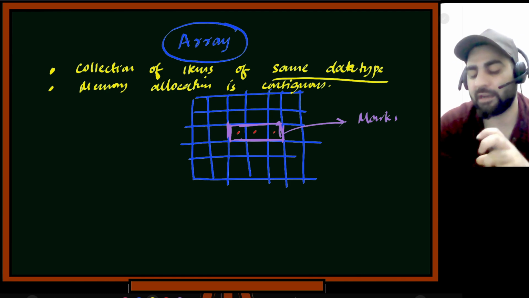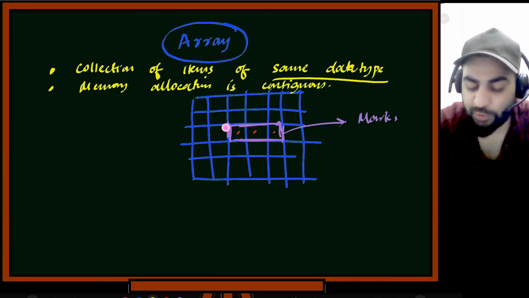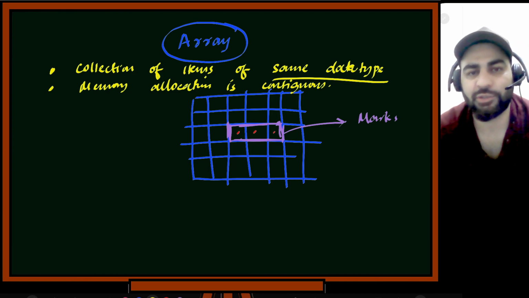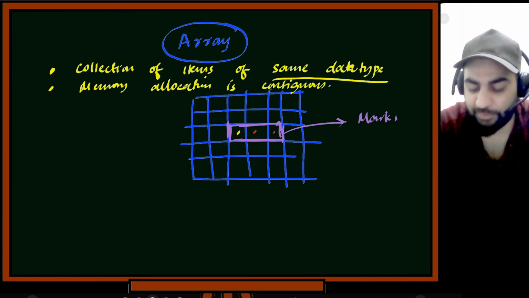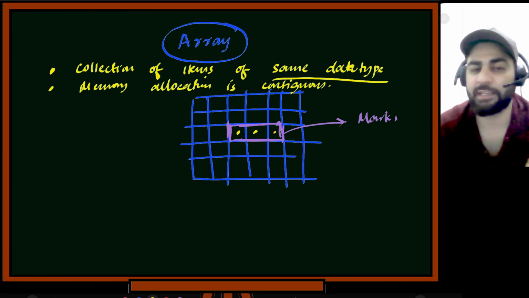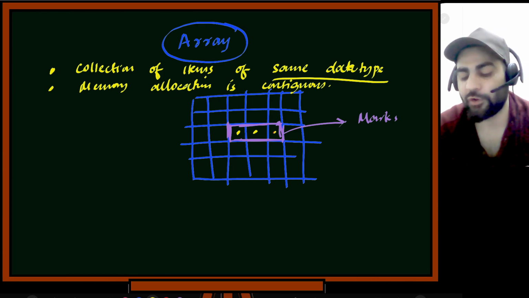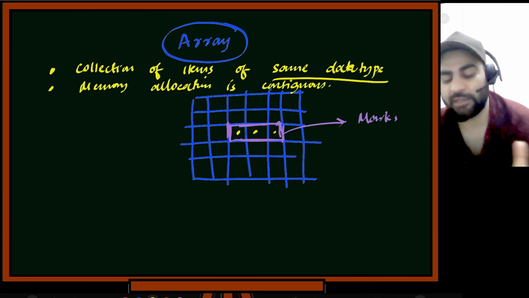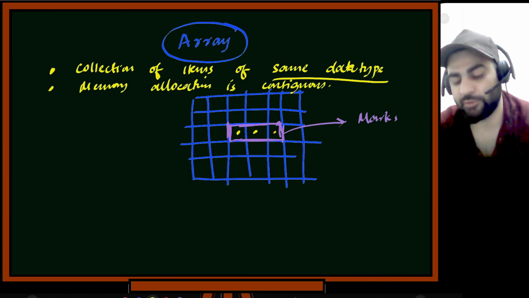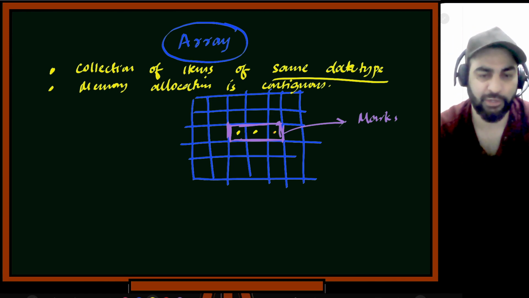So in the computer's memory, it will store something like this. It'll take a chunk of memory that is stored in a continuous fashion. The first element will be stored over here, the second element over here, the third element over here. So that's the second property of arrays. The first property is that it is a collection of items which have the same data type. The second is that when you do the memory allocation, it is continuous. So you will get contiguous memory allocation.